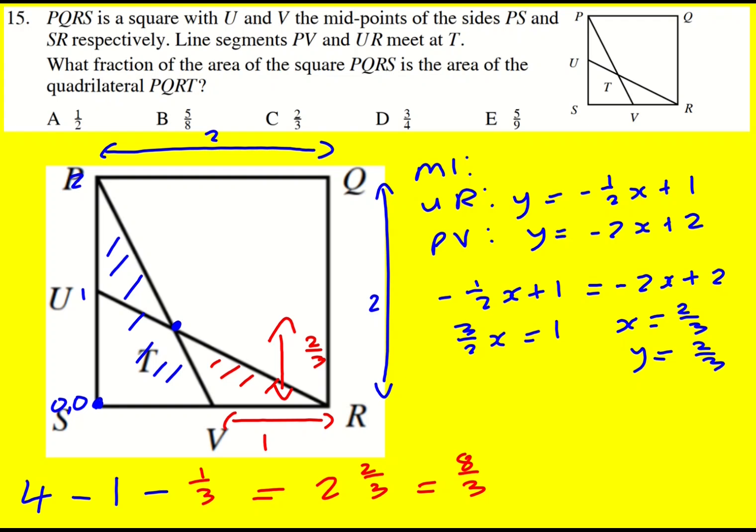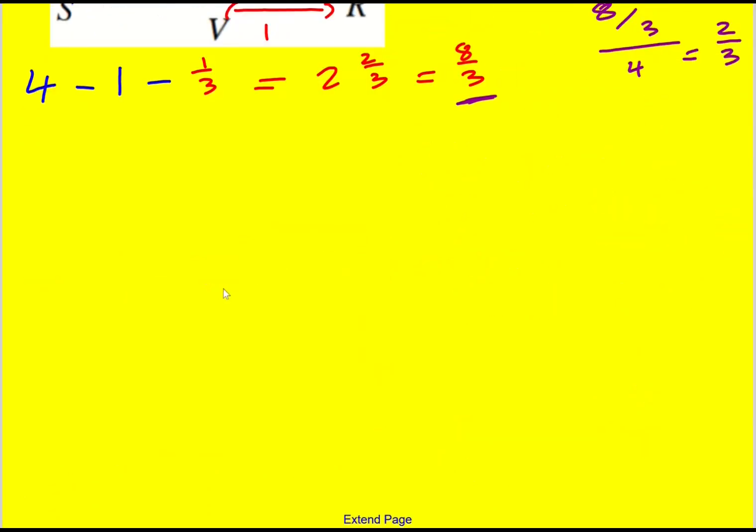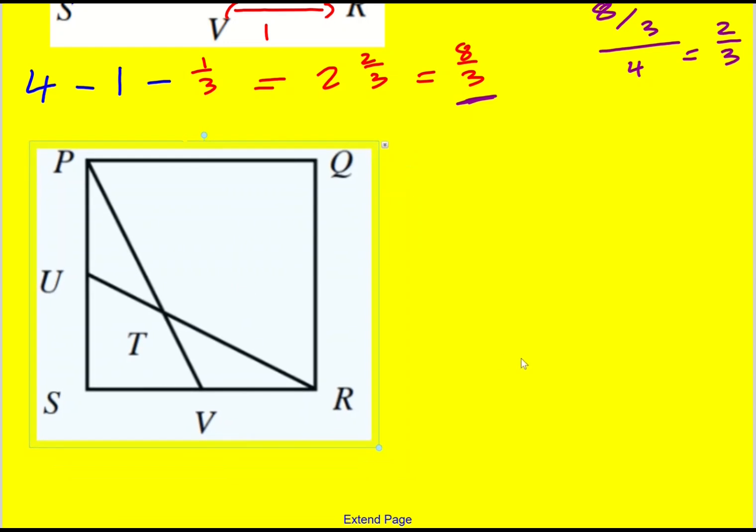So finally, the fraction of the area: I've just found this purple bit, that's what the 8 over 3 represents. So what fraction of the area of the square is the area of the quadrilateral? It's going to be 8 over 3 over 4, which gives us 2/3. My other two methods are just going to give me slightly different ways to get that point in question.